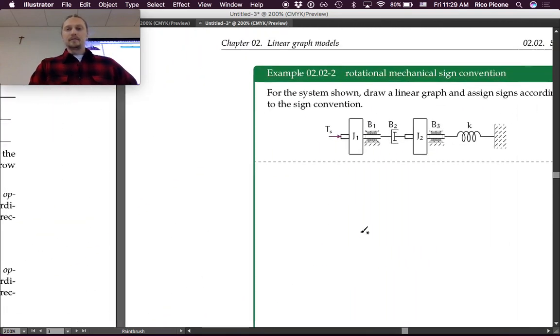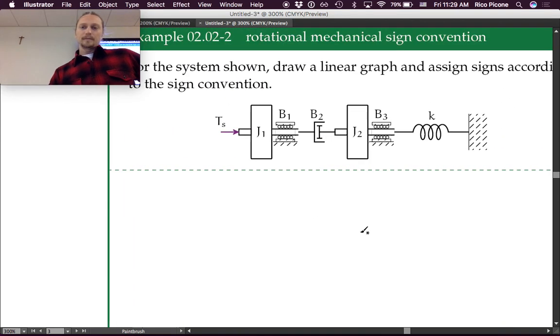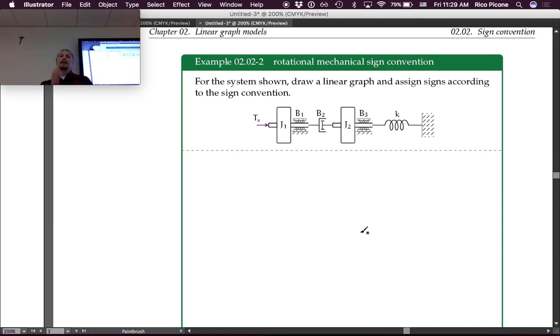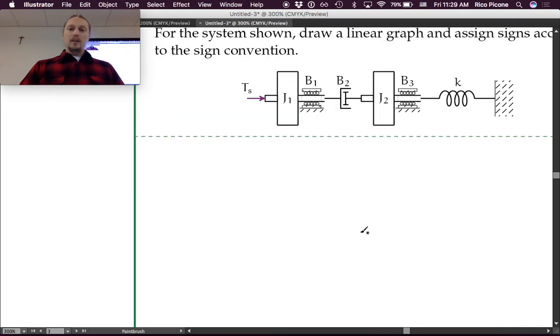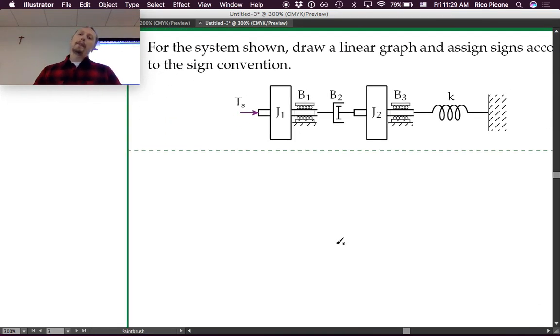And that leaves us with a fun example. It's all that remains. So, for the system shown, draw a linear graph and assign signs according to the sign convention. I am going to do the first step with you so we're all on the same page, and then we're going to break off, work on this problem a little bit, and then we'll come back together.